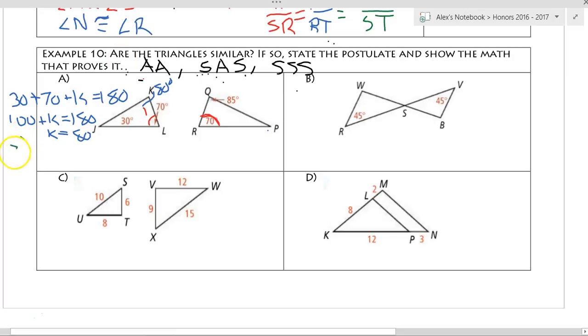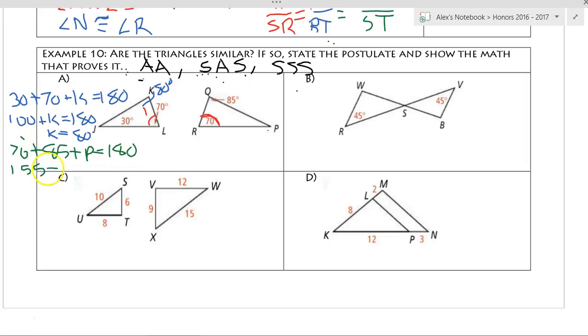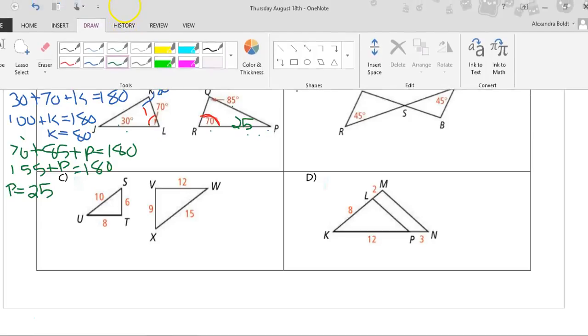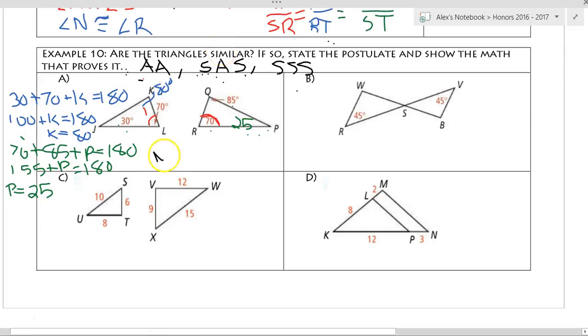So I have 70 plus 85 plus P has to equal 180. So 155 plus P equals 180. So P, subtracting that 155, has to equal 25. Well, that kind of proves it. They only have one set of angles that are the same. Their other angles are not equal. So all I'm going to say is no. These are not similar.